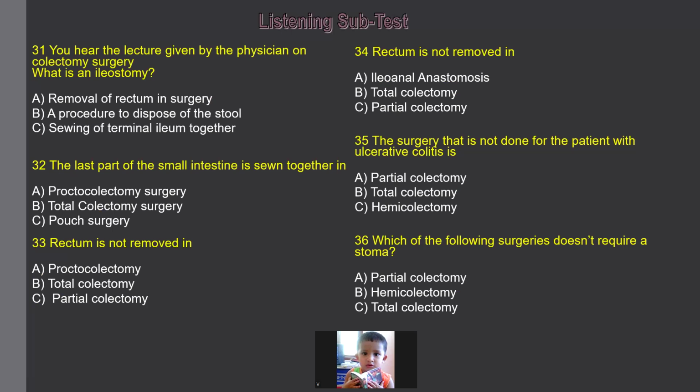Extract 1, questions 31 to 36. You hear the lecture given by a physician on colectomy surgery. You have 90 seconds to read questions 31 to 36.